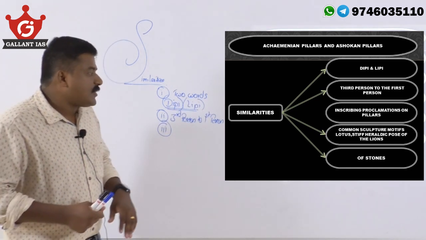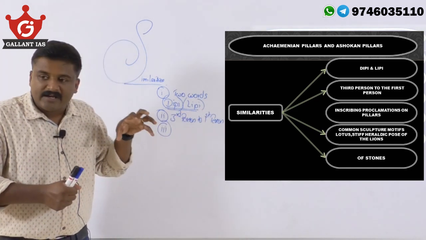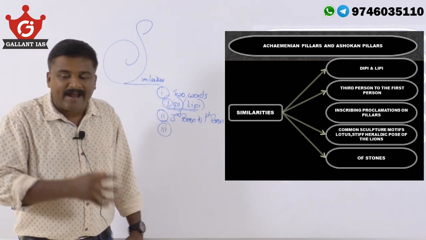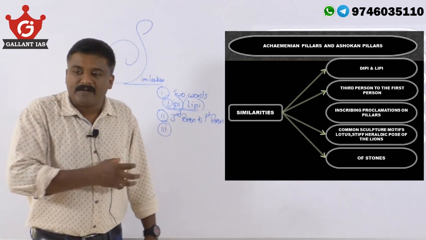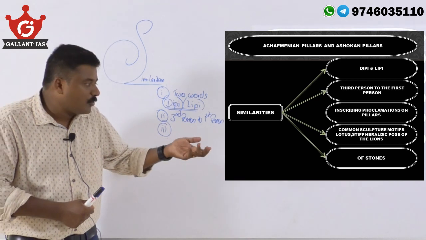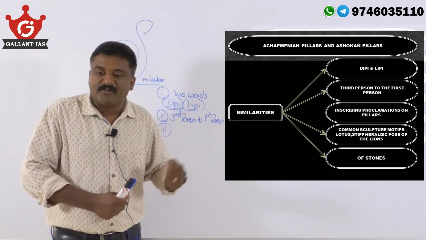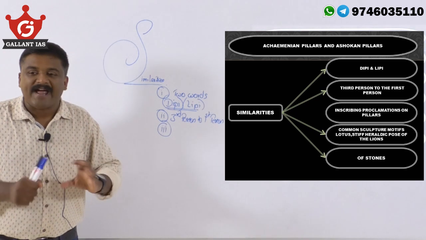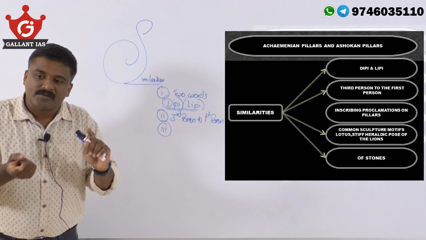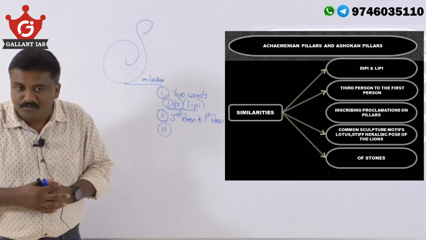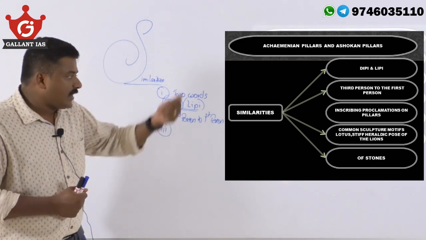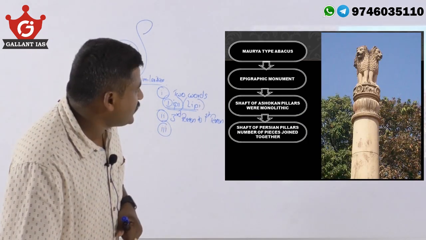Common sculptures appear, for example, the motifs of lotus and lions. Some common animals or images appear on the pillar art of Ashoka and on the Persian pillar art also. Then they are made of stone. So these are some common similarities which you have to take care of. In the prelims also, UPSC can interchange these similarities and dissimilarities and confuse you. So be very solid, be very strong with these basic concepts. What are the similarities? Now let's have a look at the dissimilarities.